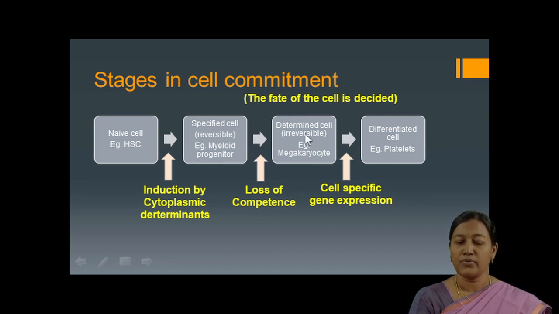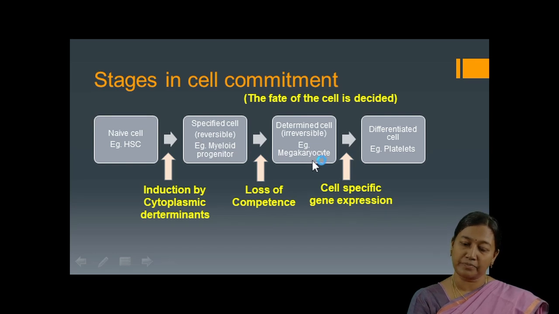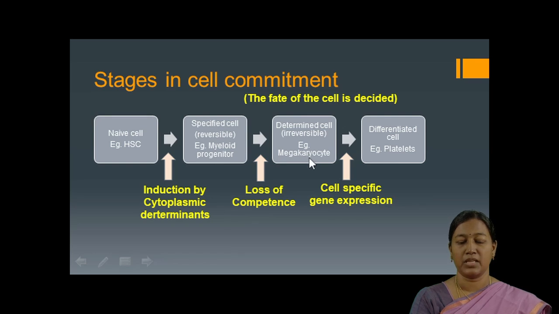Then from this we go to the next stage of commitment, which is a determined cell. Once a specified cell becomes a determined cell, its fate has been determined. That means it cannot be reversed. So a determined cell, for example a megakaryocyte, cannot form anything else. So this stage is said to be irreversible. When will a cell become determined? When it loses its competence. The loss of competence leads to formation of a determined cell. Competence means the ability of the cell to differentiate. Once the cell has lost its ability to differentiate, it becomes a determined cell.